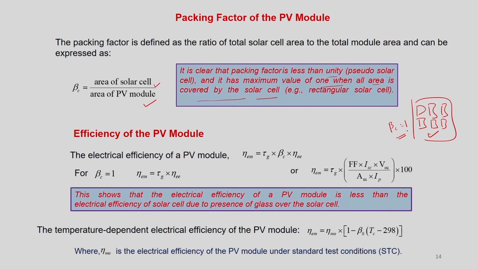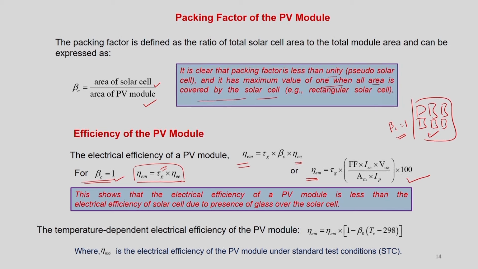Okay. And also we can define the module efficiency, right. So, the electrical efficiency of the module can be defined something like this: eta EM, tau Z, then we have beta C, then we have eta E. Okay. So, if the packing factor is 1, then our expression will be something like this. Okay. This tau Z is the transmissivity of the glass, and eta EM is the module electrical efficiency, which can be something like this.